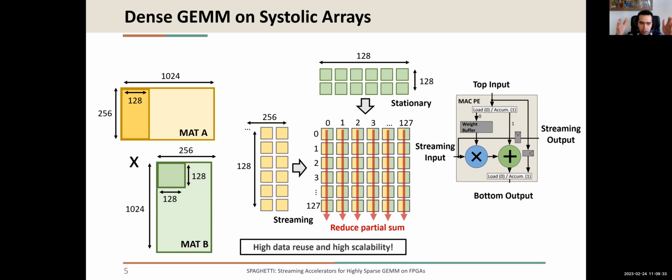And then we do the reduce operation in another dimension. So we send the left matrix from left to right, and then we do the reduce operation from top to bottom. We reduce the partial sums. So it offers high data reuse, and the architecture is very scalable. You can easily scale it up or down based on the limitations that you have in your hardware.